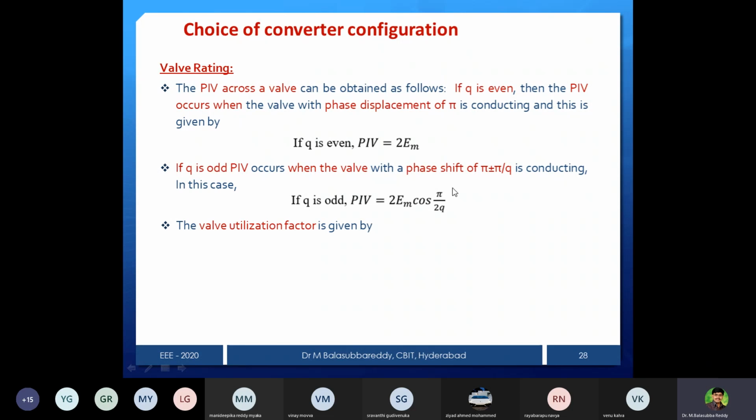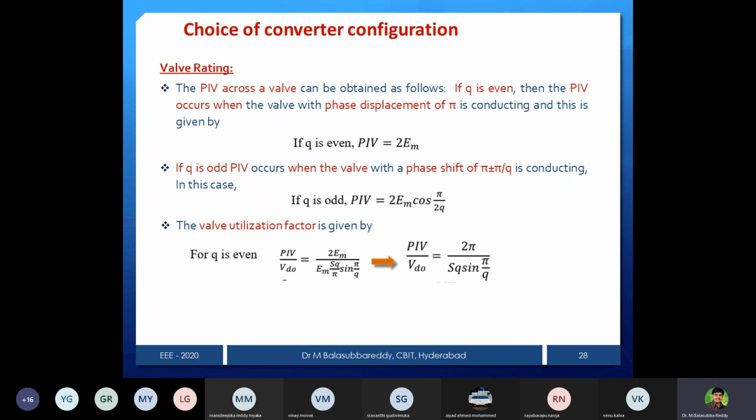Then the valve utilization factor is given by the ratio between the peak inverse voltage and the average voltage, and it will be obtained whether it is even or odd. If it is even, you use PIV as 2Em, or if it is odd, you use 2Em cos pi by 2q. That is the only thing.